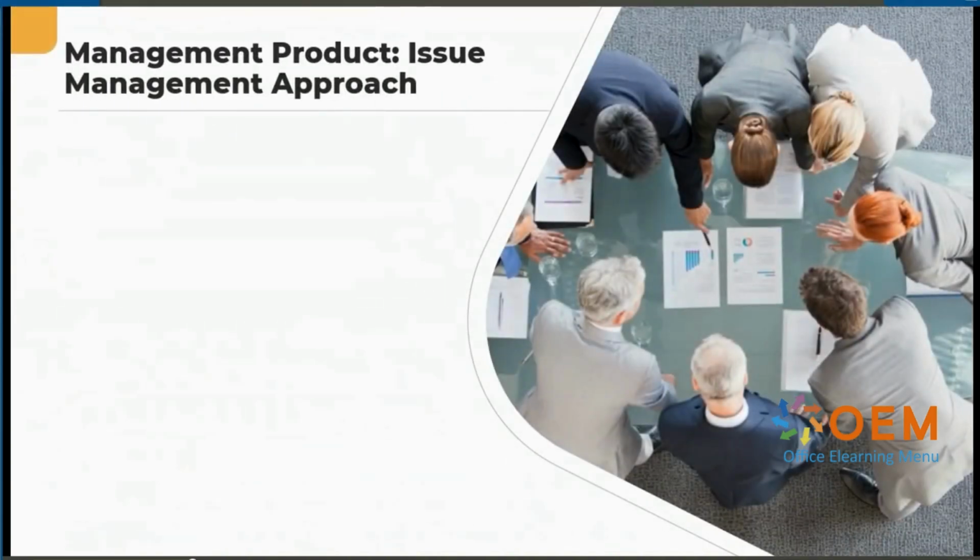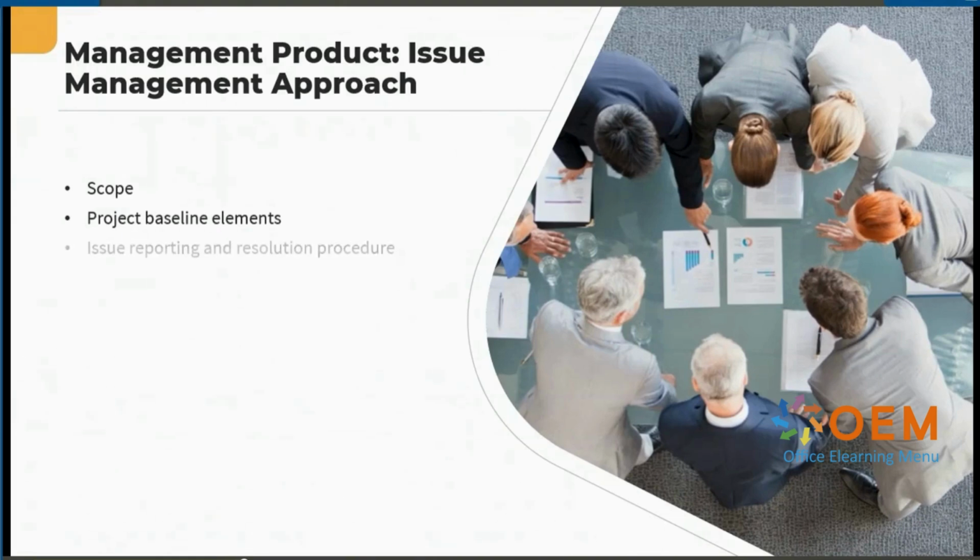High-level content starts with scope, a description of the scope of the issue management approach. And then we consider project baseline elements, a list of the management products comprising the project baseline. So this will include all the documents that are going to be protected and be included within the change control procedure. Then we talk about the issue reporting and resolution procedure, describing how issues will be raised, reported and resolved, and any variances from business standards should be highlighted here, together with justification for any variance.